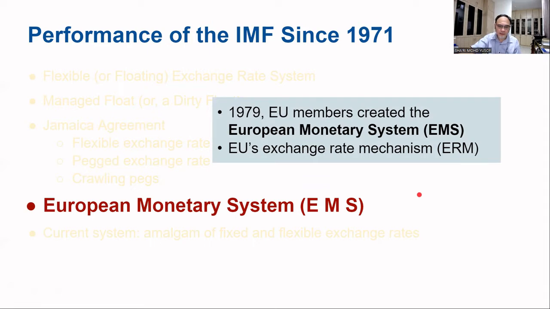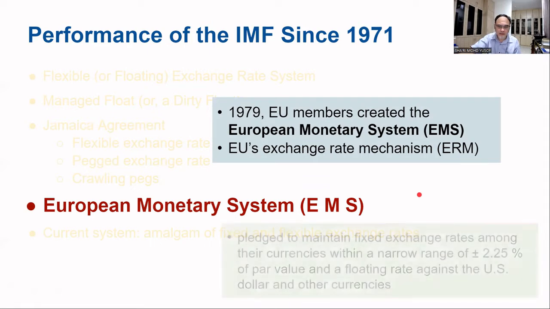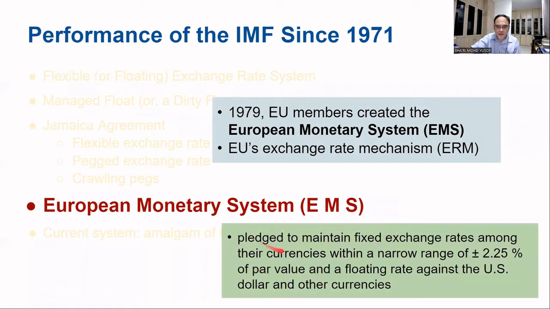Basically, of course, there are advantages and disadvantages for countries. So they pledged to maintain fixed exchange rates among their currencies, within the narrow range of plus minus 2.25%. I think you're in France, you probably know better than me. Okay, and a floating rate against the US dollar and other countries.